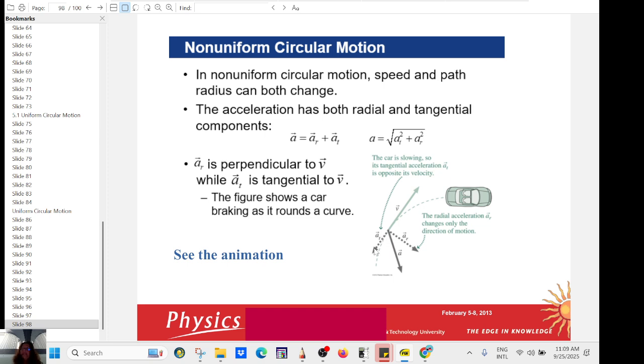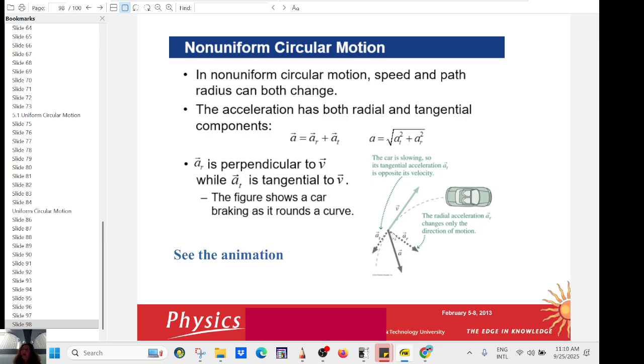This one is tangent. So the tangential component comes from your gas, the thrust. It's the acceleration of the car when you hit the gas pedal. It comes from burning fuel. Thrust.